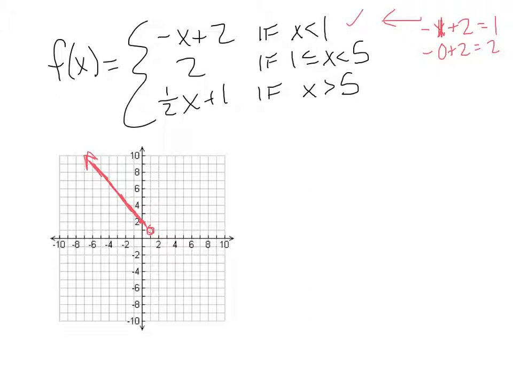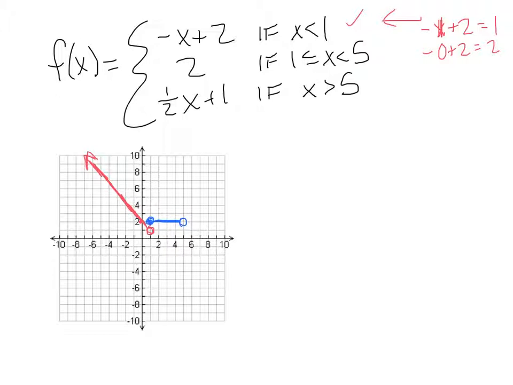Now we're going to graph the second part. It says f of x is 2 from 1, including 1, all the way up to 5. So, at 2, I'm going to put a closed circle. And then it stays 2 all the way up to 5, but not including 5, so it's an open circle. There's my line. Not too bad.